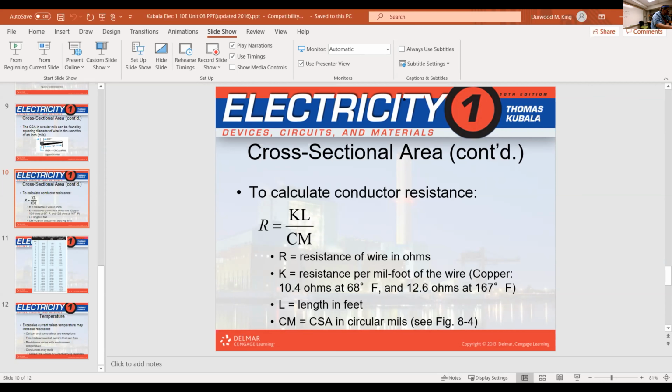So let me ask you a question here. The resistance of a copper conductor is inversely proportional to what? Either the CSA, cross-sectional area, or gauge.